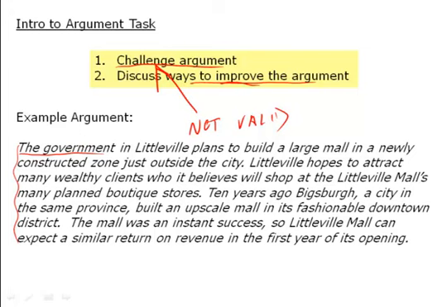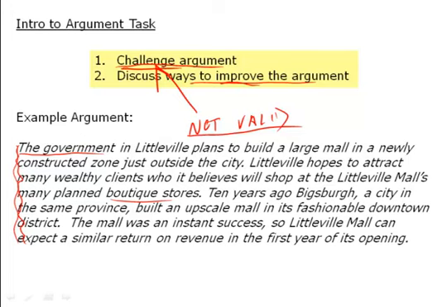You must, however, never start defending the argument at this point and saying, yeah, I think Littleville's plans are really going to work out, and the boutique stores are going to attract all these clients. Do not agree. It's all about the argument not being valid and challenging it. So that's important, probably the most important part of the argument task.